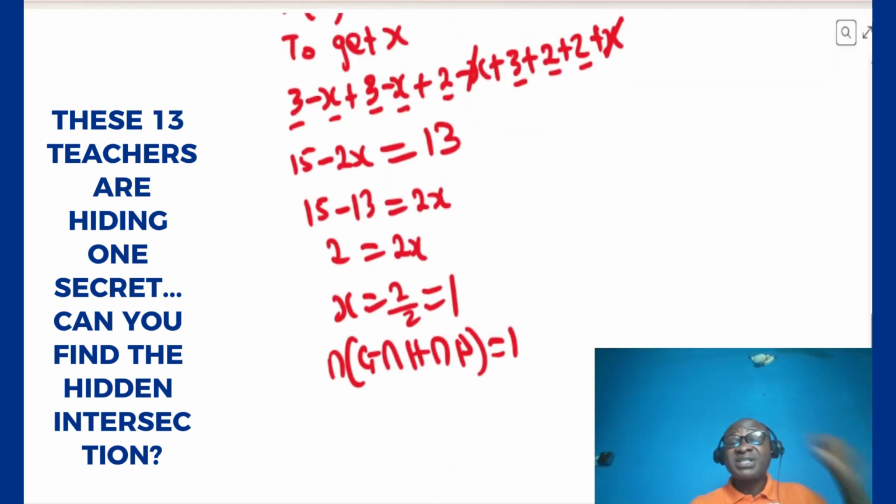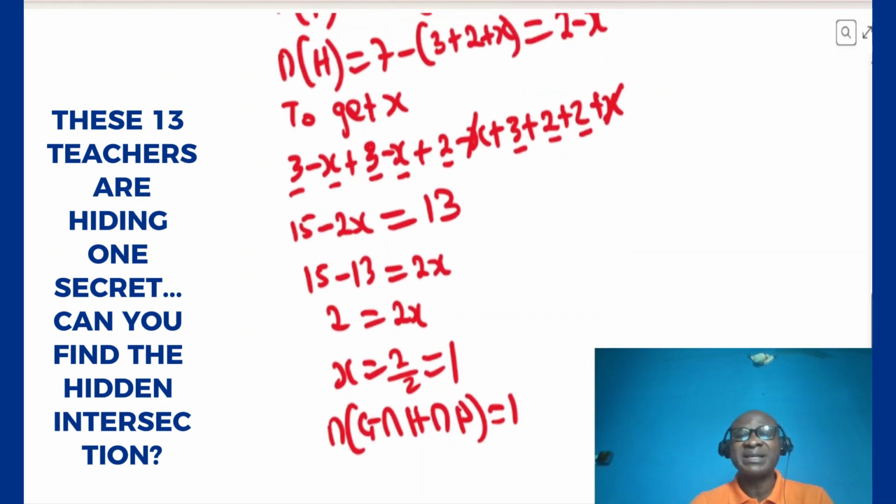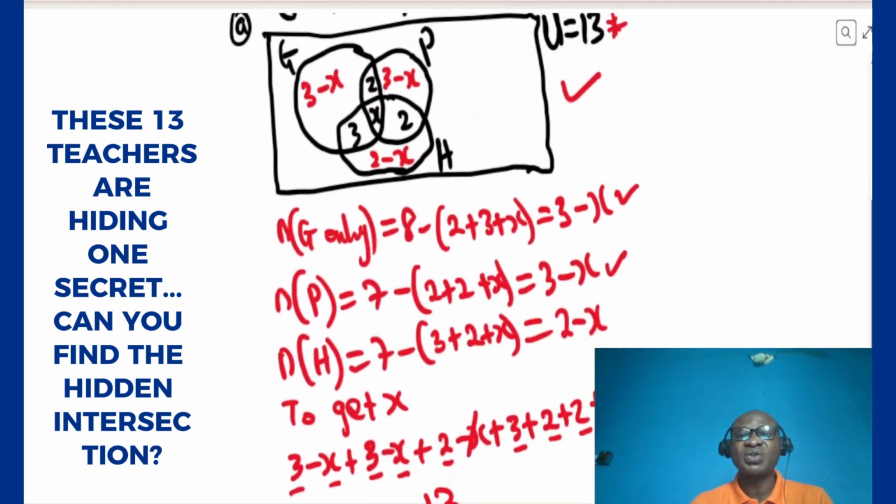Now, this is where the magic happens. If this number is not found out, everything we are struggling to do will be abortive, will be futile. It will not work out. So now that we have known this number, it is easy for us to calculate anything that the question has asked us to calculate.